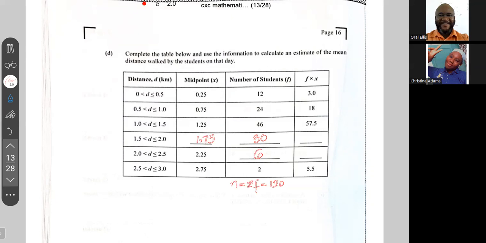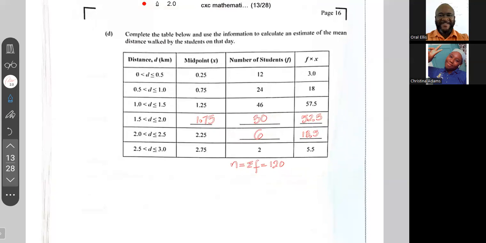The class midpoint normally goes up by a specific amount. Now, fx is the frequency times the class midpoint. So this is 1.75 times 30, which is 52.5. So this is 52.5. And this is 2.25 times 6. This is 13.5. Now we're asked to get an estimate of the mean.